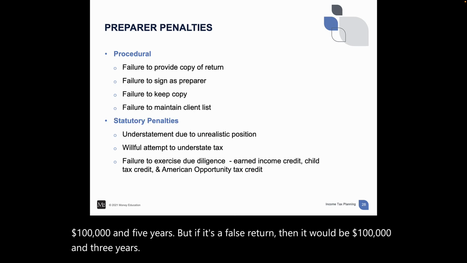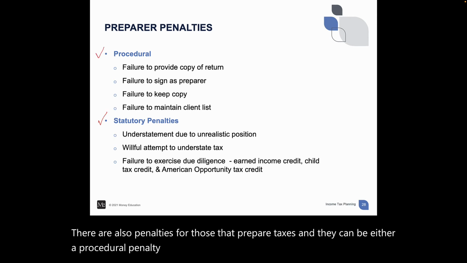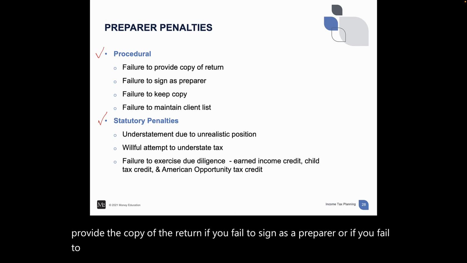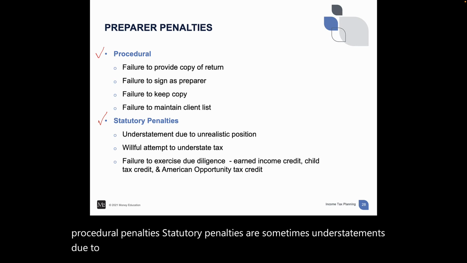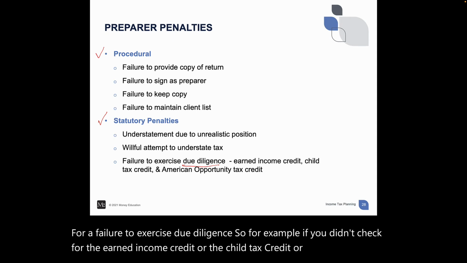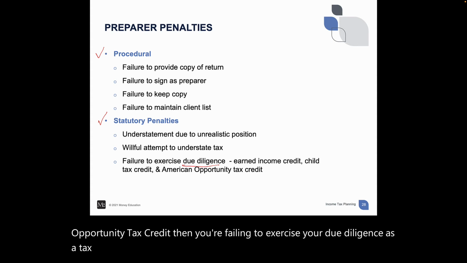Now, there are also penalties for those that prepare taxes, and they can be either a procedural penalty or a statutory penalty. So as a preparer, if you fail to provide the copy of the return, if you fail to sign as a preparer, or if you fail to keep a copy or maintain a client list, those are all examples of procedural penalties. Statutory penalties are sometimes understatements due to an unrealistic position or a willful attempt to understate your tax or a failure to exercise due diligence. So for example, if you didn't check for the earned income credit or the child tax credit or the American Opportunity Tax credit, then you're failing to exercise your due diligence as a tax preparer.